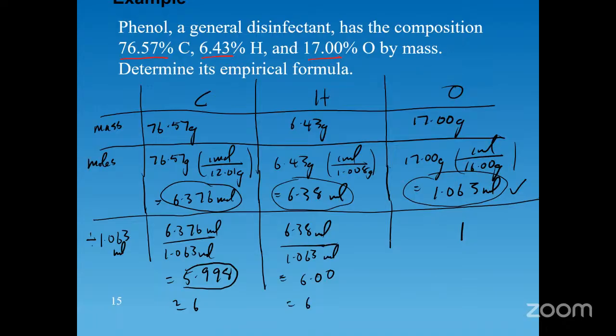So therefore, the empirical formula, let me squeeze it down here. The empirical formula, which is what the question is asking for. The question is asking for the empirical formula. The empirical formula is going to be equal to C6H6O. So these numbers, the 6 and the 6 and the 1 here, will be the subscripts in the empirical formula. And that's basically how that is done.